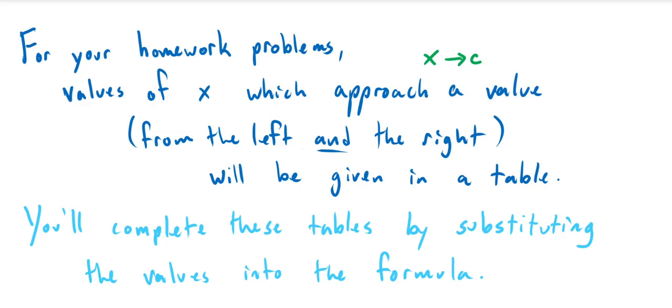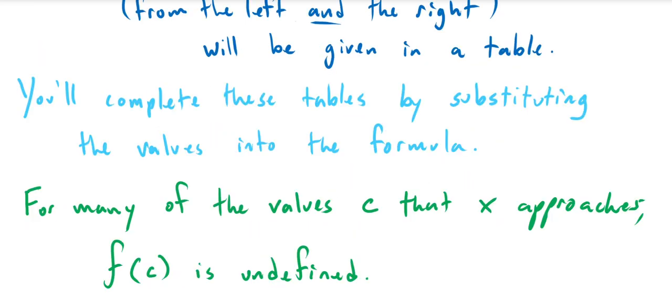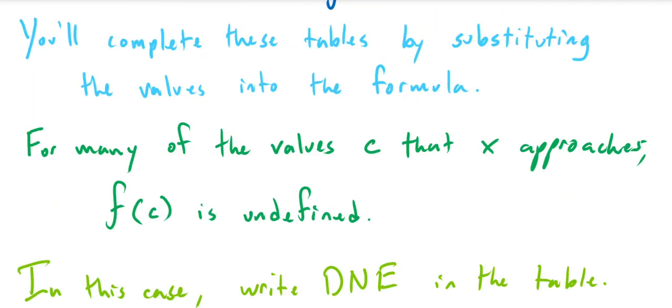All you have to do is substitute the values in the table into the formula given for f of x, and then look for certain patterns. However, you should anticipate that for the vast majority of the problems, f of c, where c is the value we're approaching, is going to be undefined. There's usually going to be a divide by zero problem, but you're not going to be able to just plug in values at c into the function f and get a number. Now, if we get an undefined value, we just have to write DNE, or does not exist, into our table.